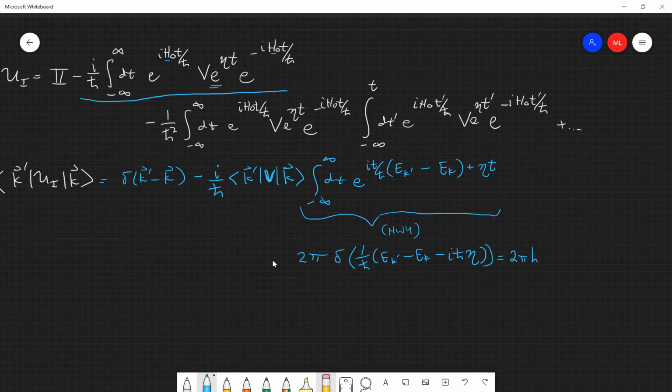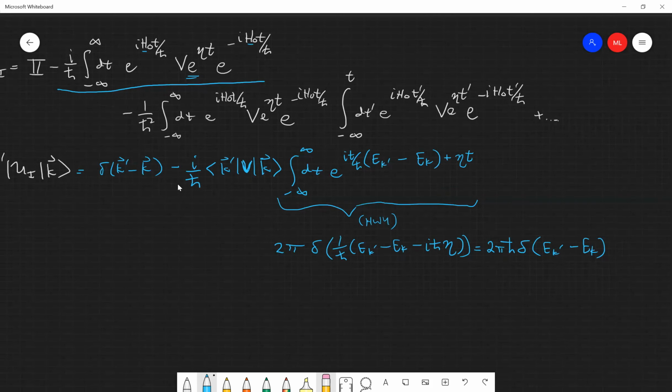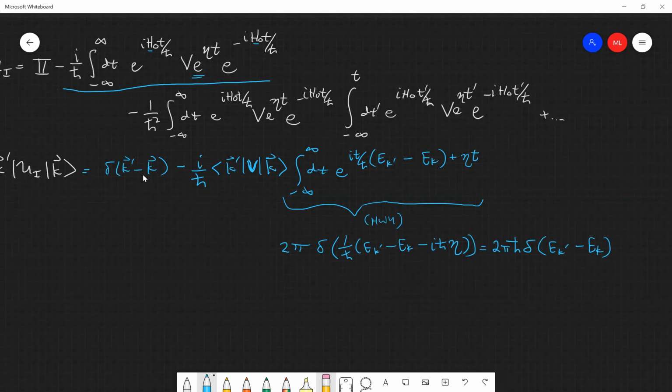comes in as an h bar in the numerator just from the way the delta function works. And then this, again, in the limit that eta is small, you just get this guy. And not surprising, this delta function just tells you that the outgoing energy has to be equal to the incoming energy. It's just a statement of energy conservation. This first term is sort of like momentum conservation.